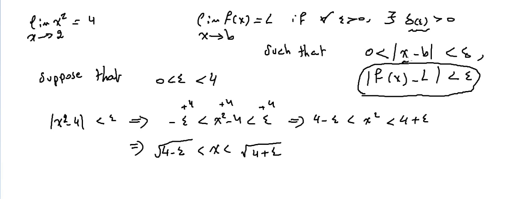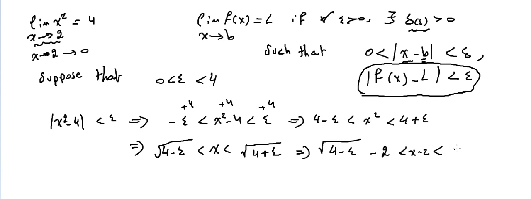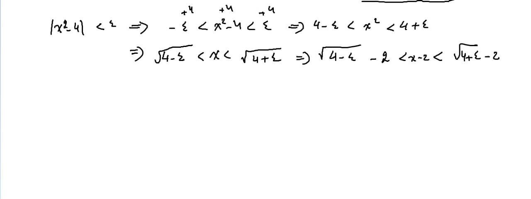We don't need x. What do we need to prove? The absolute value of x minus b. So what b do we have here? As x approaches 2, this means x minus 2 approaches 0, so b is 2 here. So we have to subtract 2 from all sides: radical 4 minus epsilon minus 2 less than x minus 2, which is less than radical 4 plus epsilon minus 2. That's great. What else can we do?